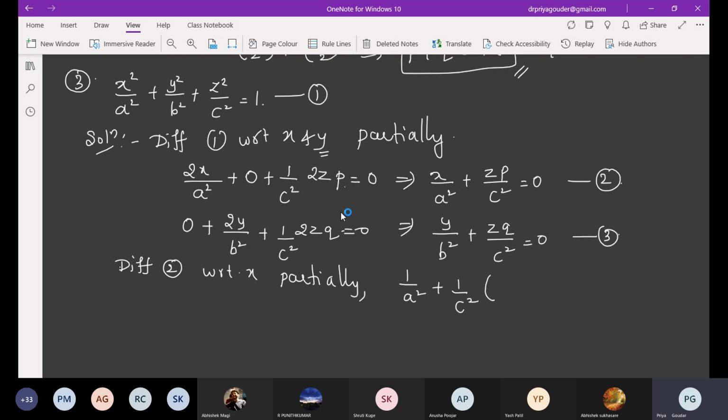Then this z into p is there. So whether to apply the product rule or do it directly? For that, just see what is z. Is z a function of x? Yes, it is a function of x. Correct. What about p? Is p a function of x? What is actually p? ∂z by ∂x, isn't it? Is it a function of x, yes or no?